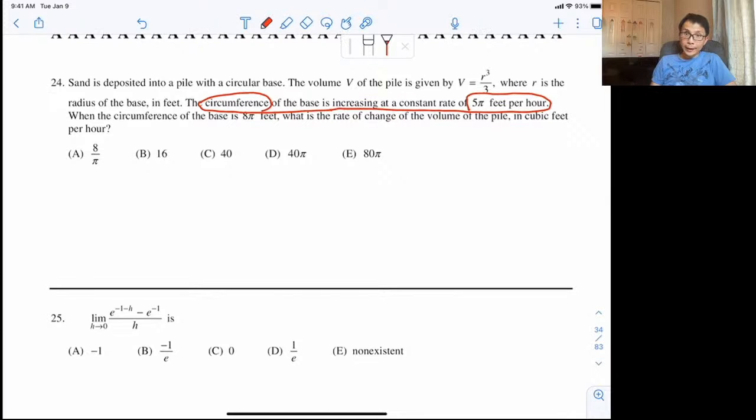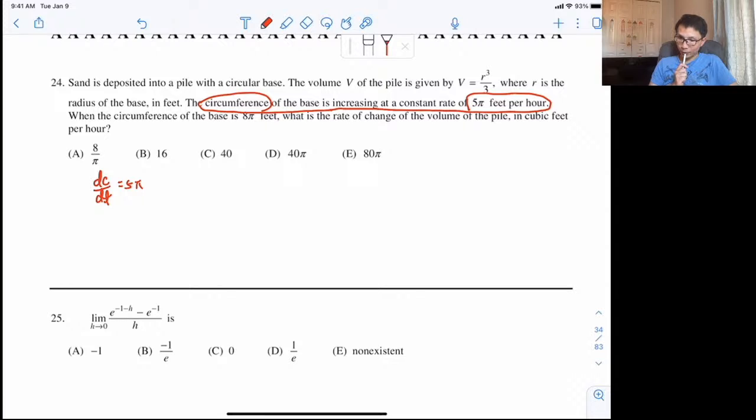So if I were to read that, how do I write it in a calculus way? How do I write circumference is increasing at a constant rate of 5 pi feet per hour? Is it like dC/dt? Yeah, you're absolutely right, dC/dt. So dC/dt is equal to 5 pi. We don't need the units, but you can write them down if you want. Here it doesn't need a unit because the answer doesn't have a unit, so you don't have to worry about that.